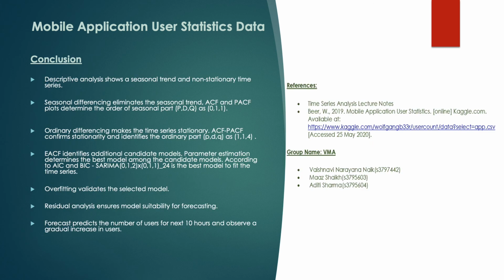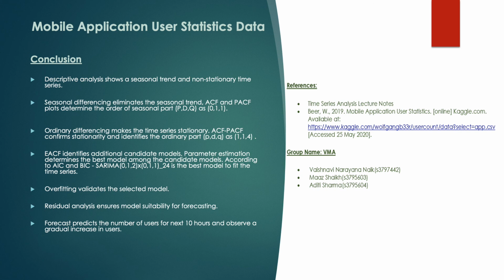To conclude, the descriptive analysis shows a seasonal trend and a non-stationary time series. To deal with the seasonal trend, we perform first order of seasonal differencing, and the ACF and PACF plots determine the order of the seasonal part as 0, 1, 1. Ordinary differencing makes the time series stationary. ACF and PACF confirm the stationarity and identify the ordinary part as 1, 1, 4.